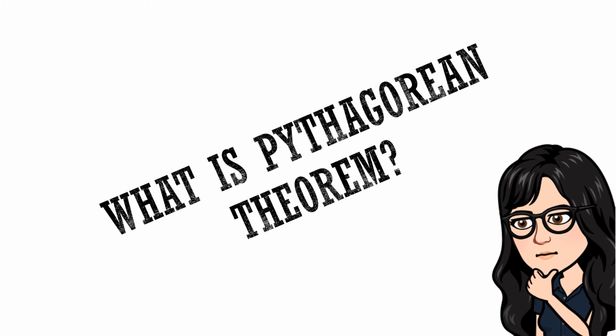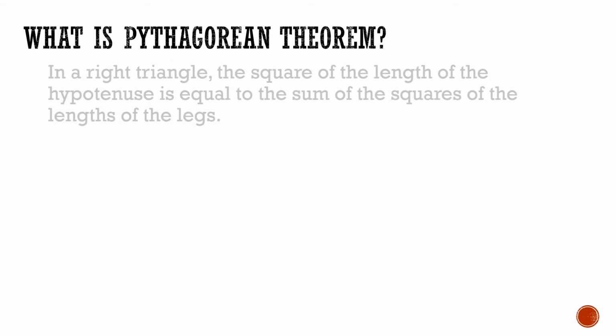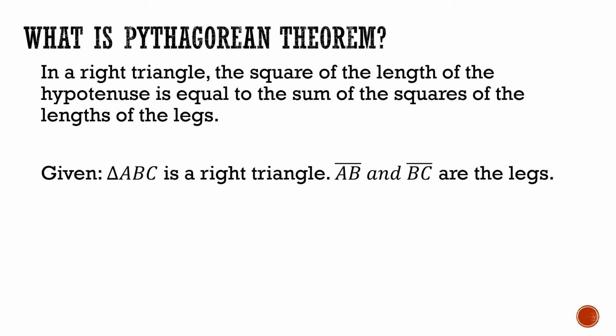What is the Pythagorean Theorem? In a right triangle, the square of the length of the hypotenuse is equal to the sum of the squares of the lengths of the legs. Given triangle ABC is a right triangle, side AB and side BC are the legs. Therefore, AC squared is equal to AB squared plus BC squared.